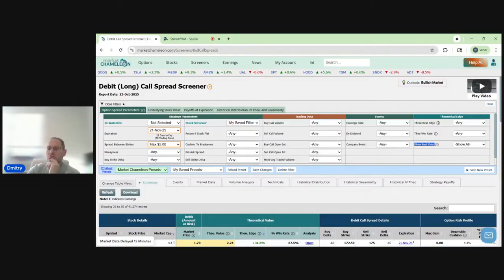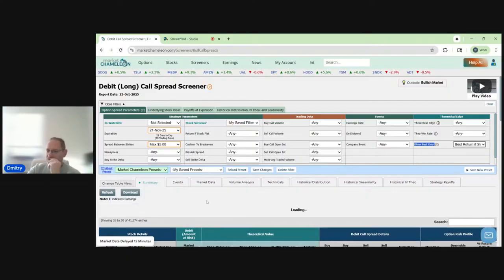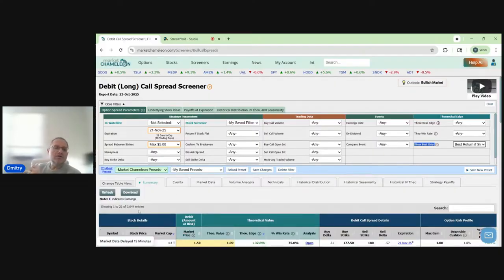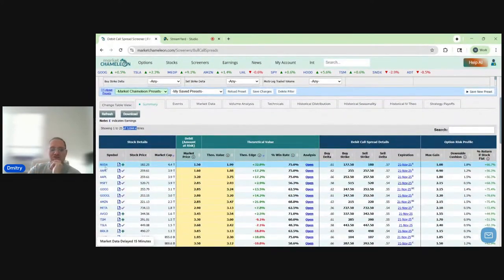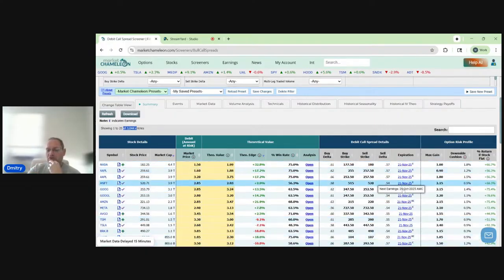So I'm going to click that. Now it's going to do that filter for us and bring us back, okay, 3,000 entries. So let's see what we have here. So we see NVIDIA, Apple. In NVIDIA, what it found was the November 21st. Remember, right now we have them all set to November 21st.